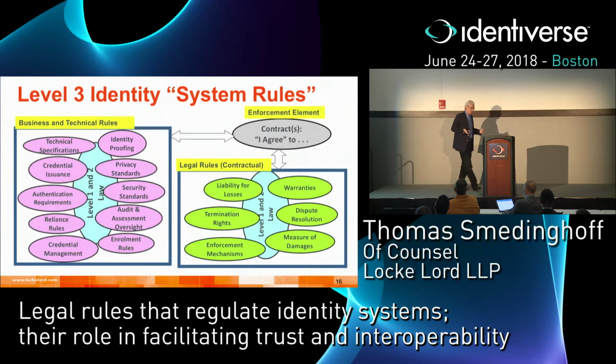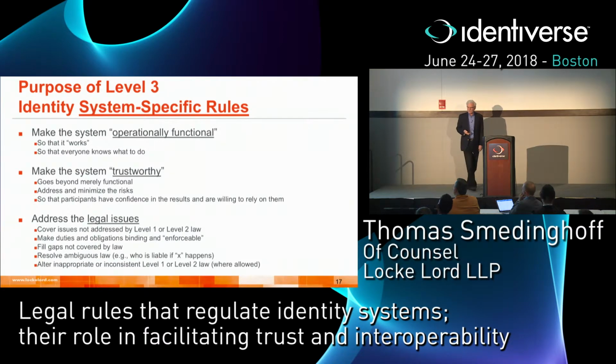I'm not sure anybody's ever read those except the lawyers that write them. But you have a contract for your credit card. Same kind of concept potentially could apply here in the context of an identity system. But you need some vehicle to make these rules enforceable. So why do we want rules at level 3?